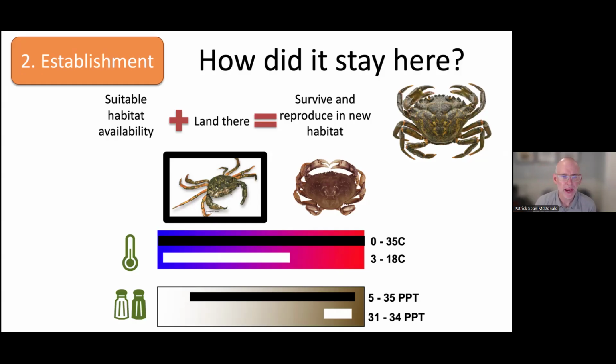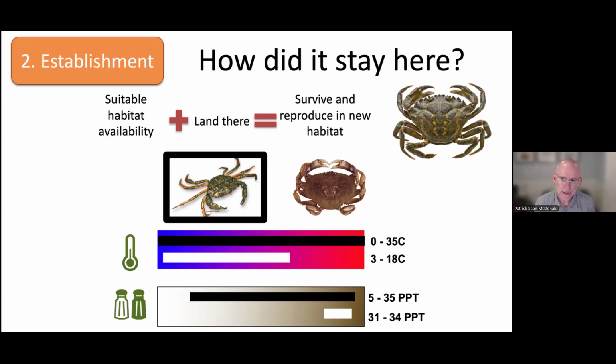If you compare green crab, which is here in the black box, to Dungeness crab, which is the white bars here, the range of temperatures and salinities that green crab can accommodate is just phenomenal. They're an amazing species in terms of their adaptability to a variety of habitats. Green crab can survive from freezing all the way up to 35 degrees Celsius, which is quite warm, compared to a Dungeness crab, which is really from about 3 to 18 degrees Celsius.